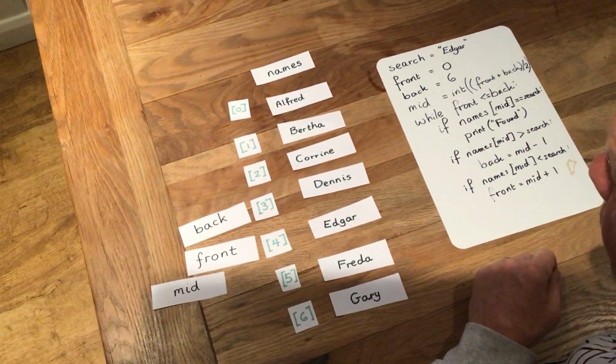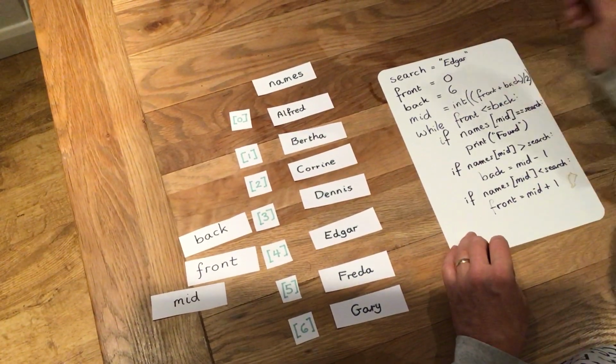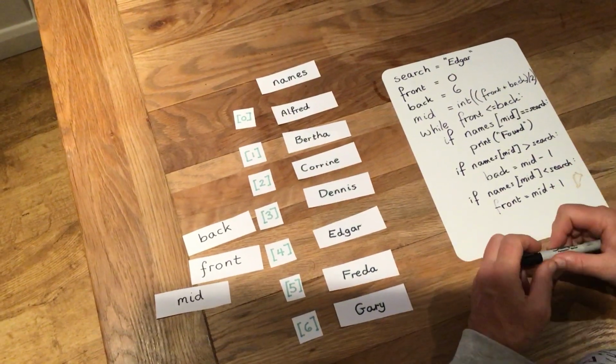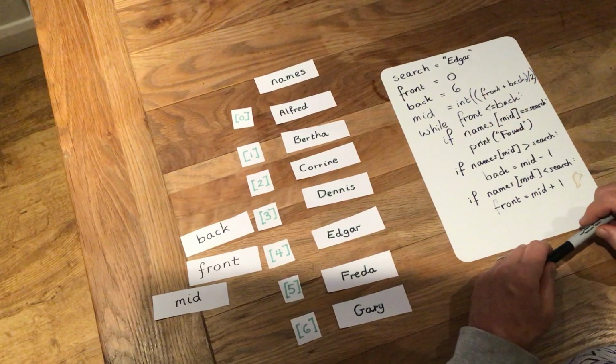Try that out in Python for yourself, see if you can make it work, and see what happens when you try it with different names there. And what happens if you try a name that isn't in the list?